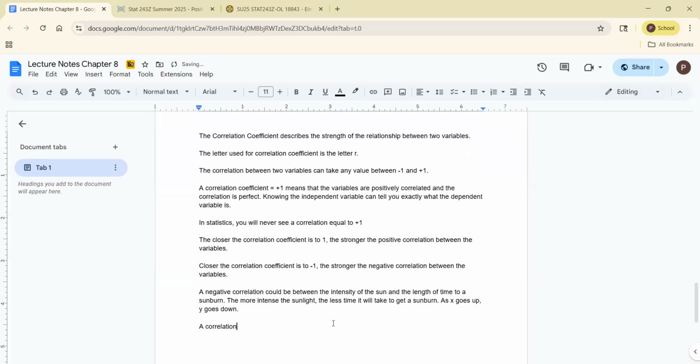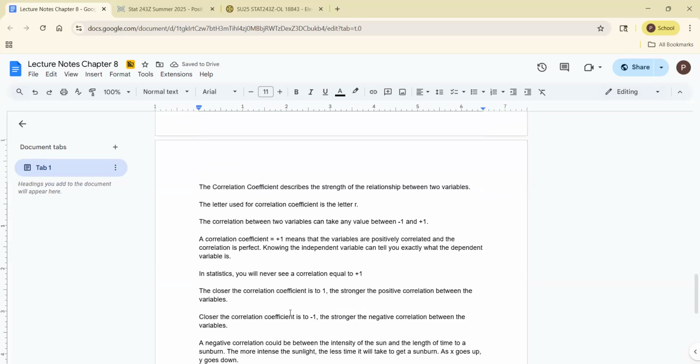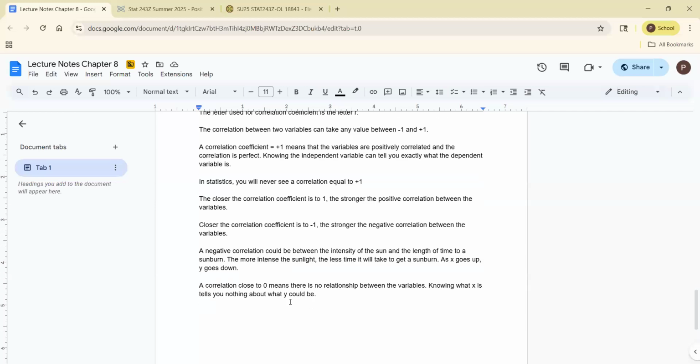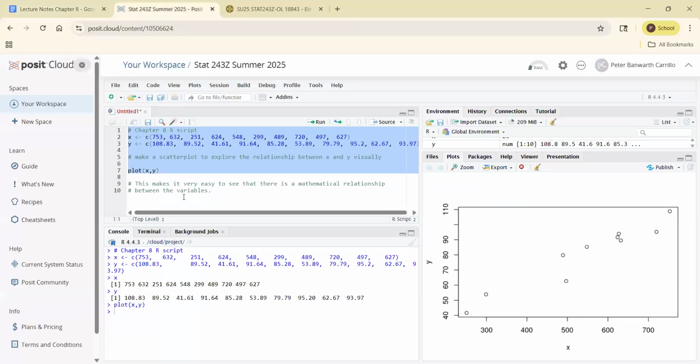Finally, a correlation close to 0 means there is no relationship between the variables. Knowing what X is tells you nothing about what Y could be. So that's our summary statistic, the correlation coefficient. It's very easy to do a correlation coefficient in R.